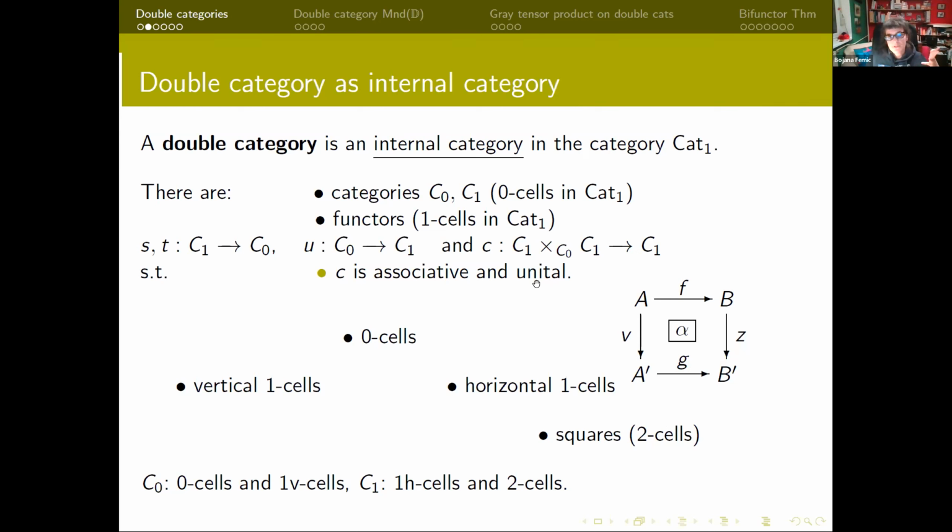Okay, maybe I could skip this because so far we know all, but okay, just a little more. This composition gives us the horizontal composition of horizontal 1 cells and particularly of the squares. And the fact that C1 is a category gives us, among other data, the composition of squares in the vertical direction, and it is strictly associative and unital. Okay, so this is the strict case, strict double category.